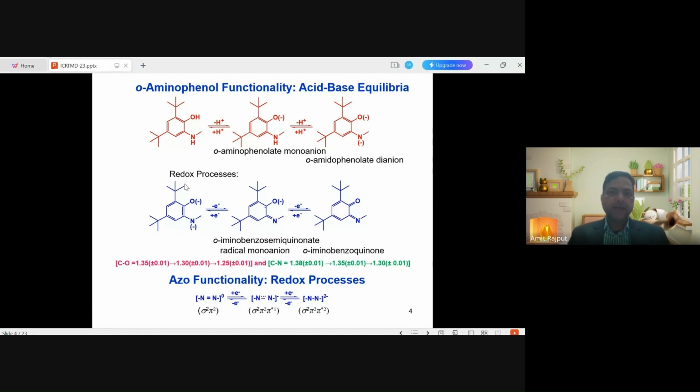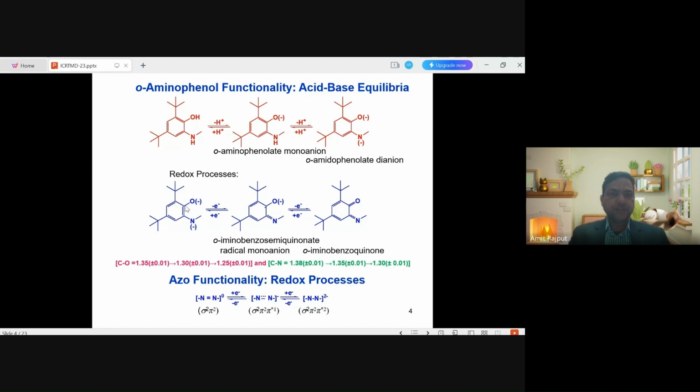Now this dianion undergoes a redox process. On losing one electron, it forms this orthoaminobenzosemiquinonate radical monoanion, which on losing one further electron forms this orthoaminobenzoquinone form. But the main thing is that when we go from this dianion to the monoanion to the benzoquinone, there is a change in the carbon-oxygen bond length, carbon-nitrogen bond length, and carbon-carbon bond length of this phenyl ring.